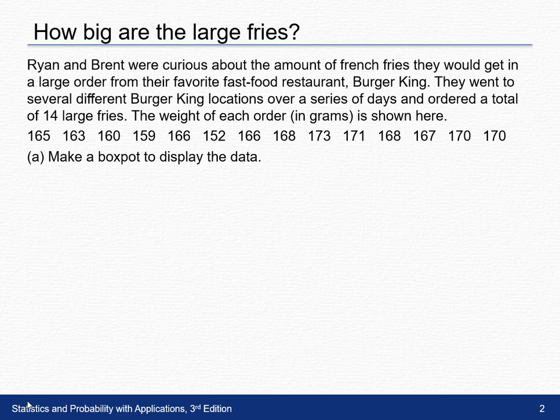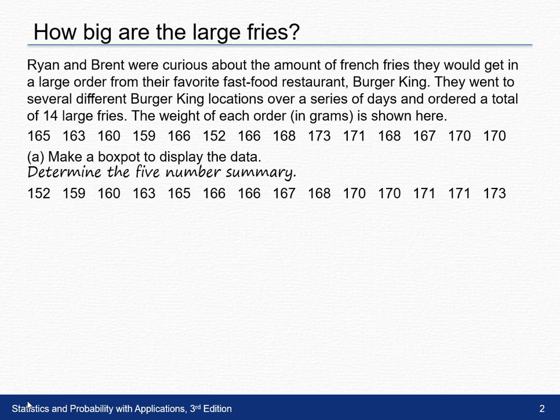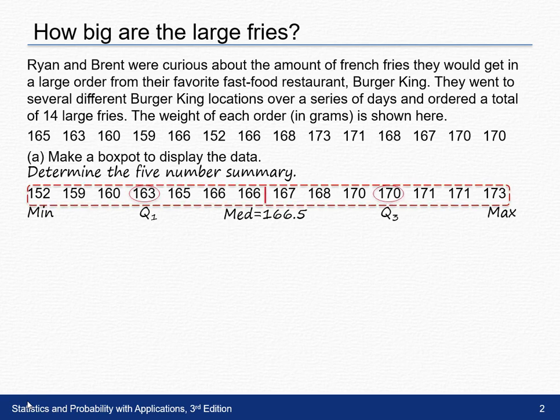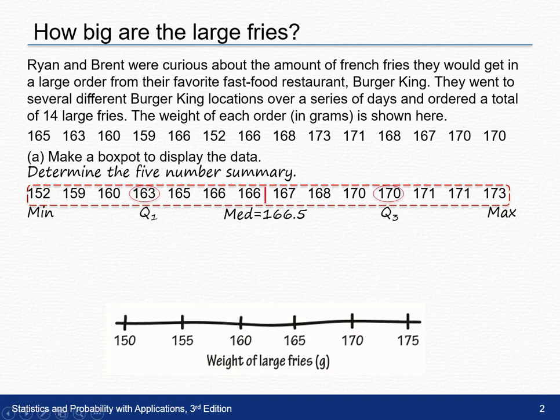In Part A, we're asked to create a box plot. So what we first want to do is determine the 5-number summary. So I start by putting the data in order, finding the median, the min, the max, Q1, and Q3. What I want to do next is create a set of axes and a scale, labeling it with the variable and scaling the axes appropriately.